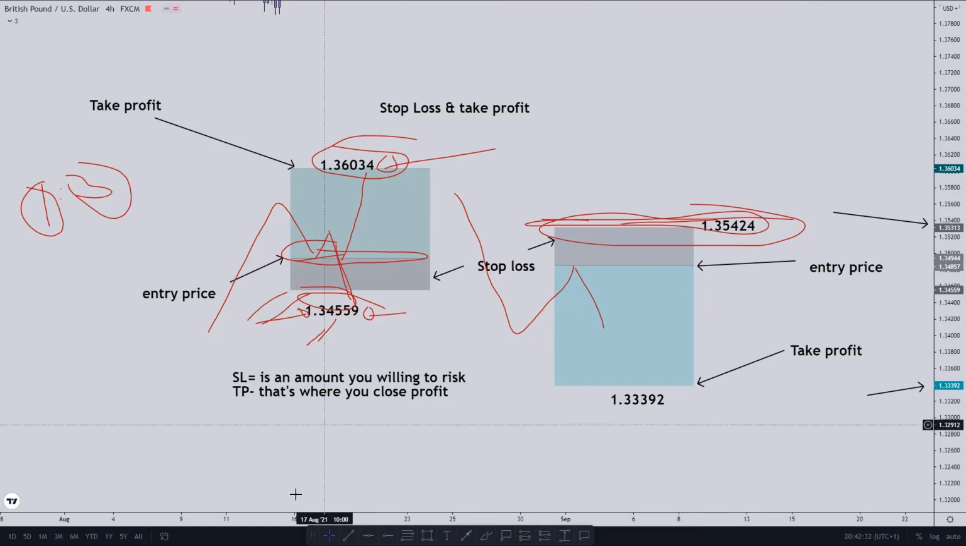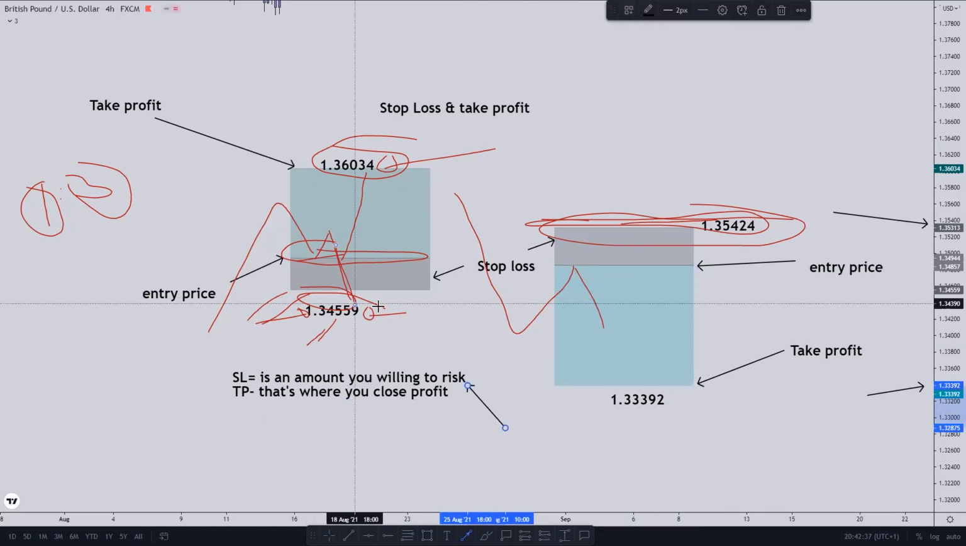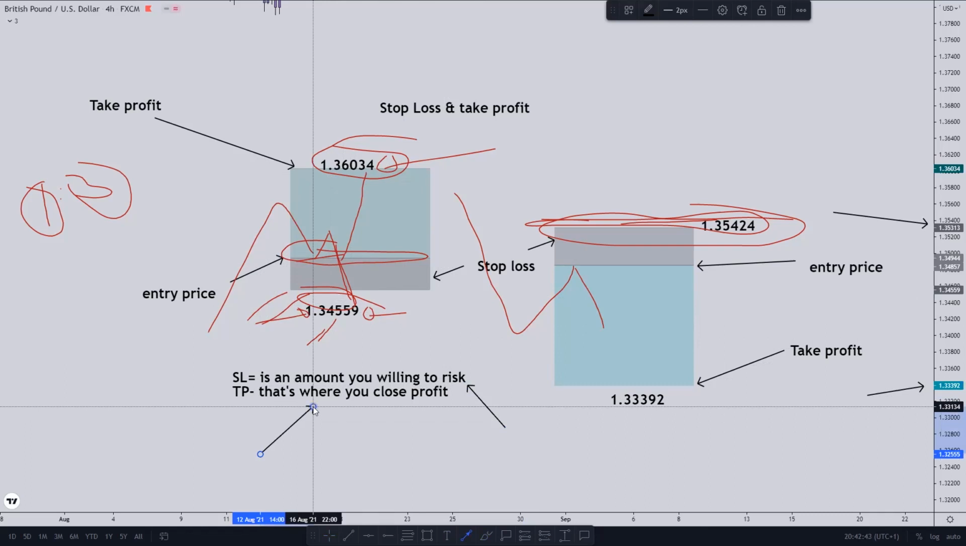So why do we have a stop loss? Because there's an amount we're willing to risk, which is 1%. So that's why we need to have a stop loss price. And why do we need a take profit? Because we're targeting 3%. So we need to have a price where we want the market to take us out at, right? So you always need to have a stop loss and a take profit price on your trade.